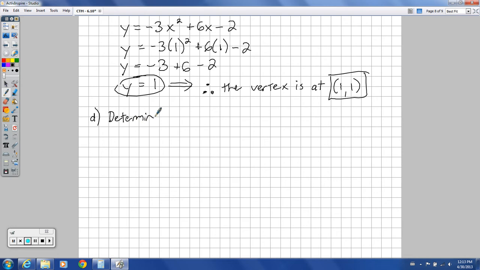We are now going to determine the y-intercept. And a quick note that I feel is important: there will always be just one. So there's only one y-intercept.